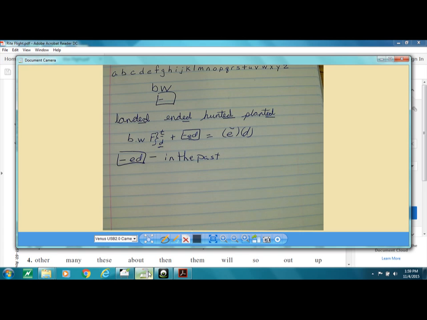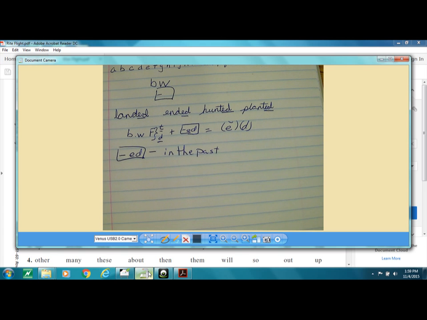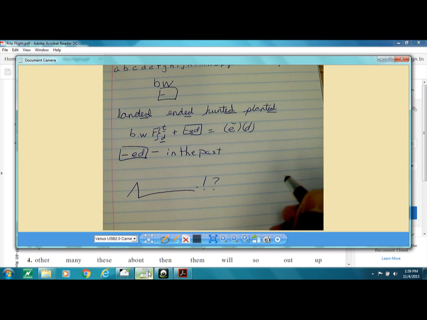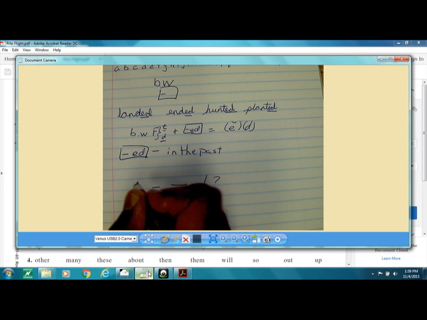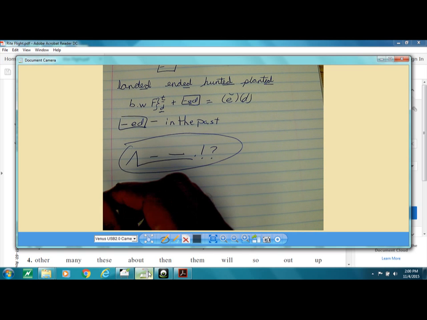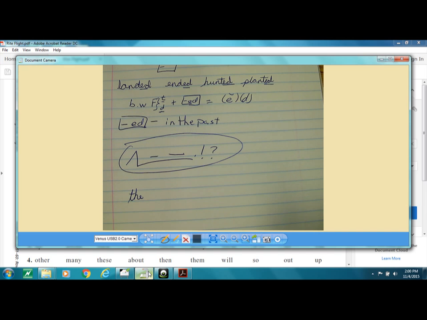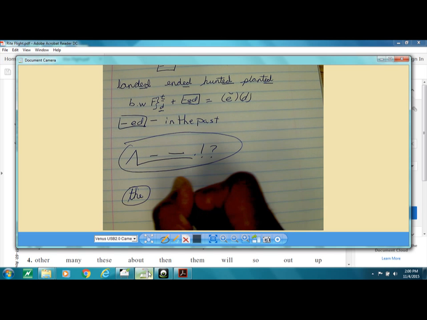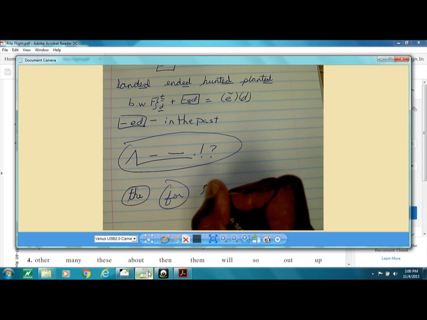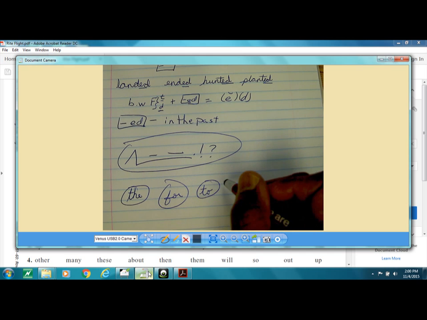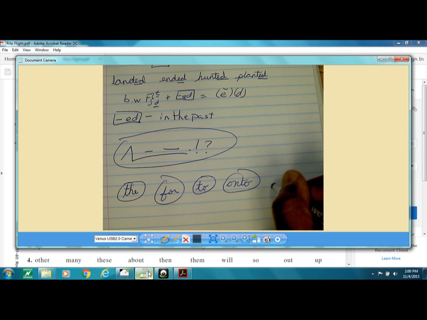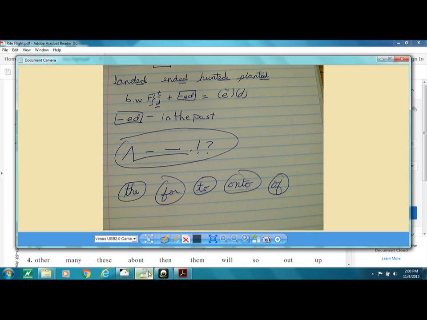When we do our sentences, I want you to remember that a sentence starts with a capital letter, ends with a punctuation mark, has a subject and a predicate, and expresses a complete thought. Okay, that's what sentences do. When we read, if we have learn word THE, that's the, we will circle the. Learn word FOR, we will circle for. Learn word TO, circle to. Learn word ONTO, on to. Learn word OF, of. Okay?